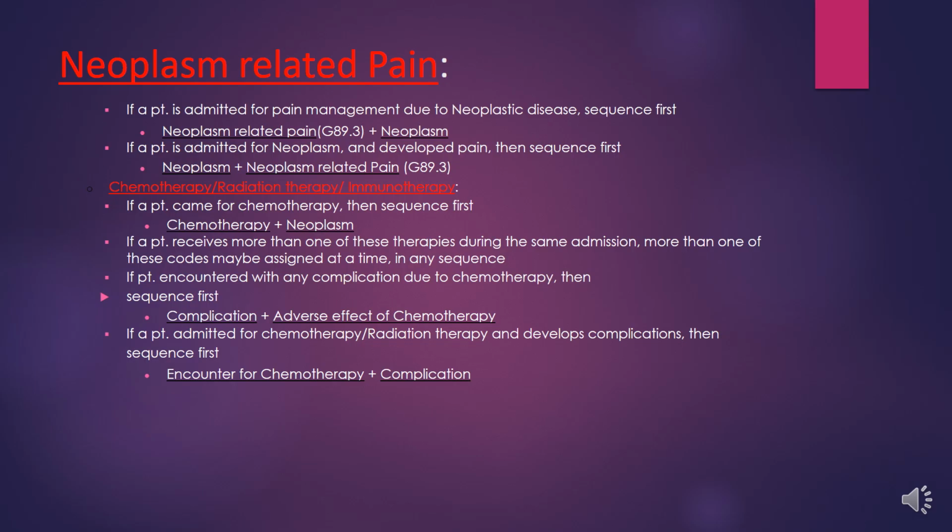If a patient is encountered with any complication due to chemotherapy, then sequence first the complication, adverse effect of chemotherapy. If a patient is admitted for chemotherapy or radiation therapy and develops complications, then sequence first the encounter for chemotherapy, followed by the complication.